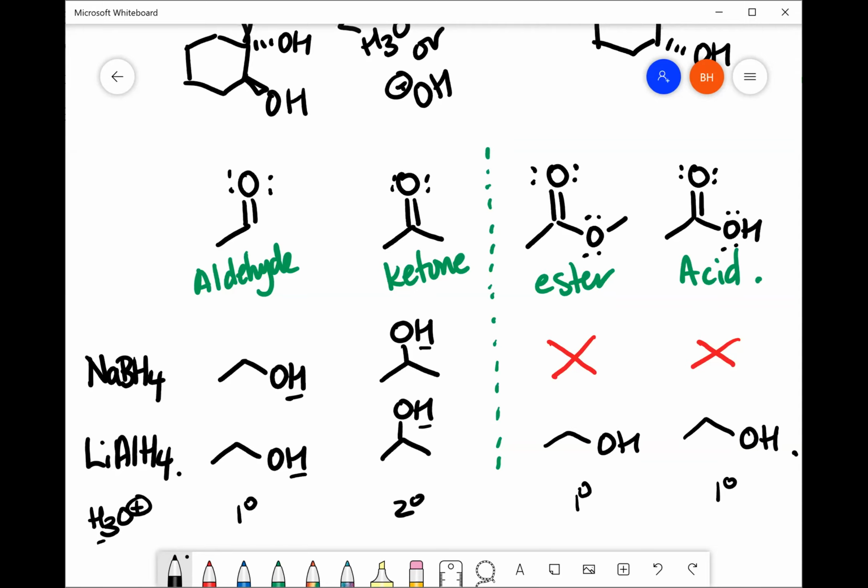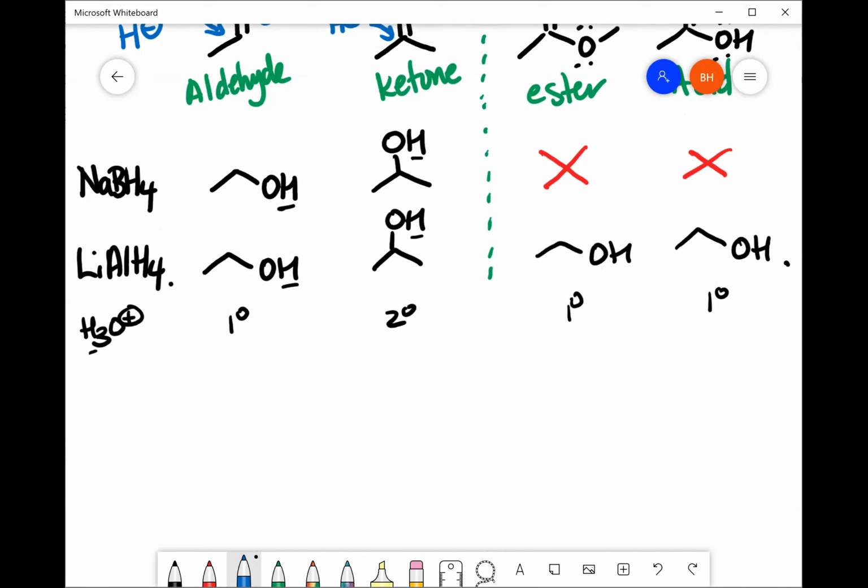So the general mechanism in each case is H minus attacks the carbonyl carbon, electrons move up, that gets protonated. With esters, it's basically a two-step process. So we'll do the ester mechanism.